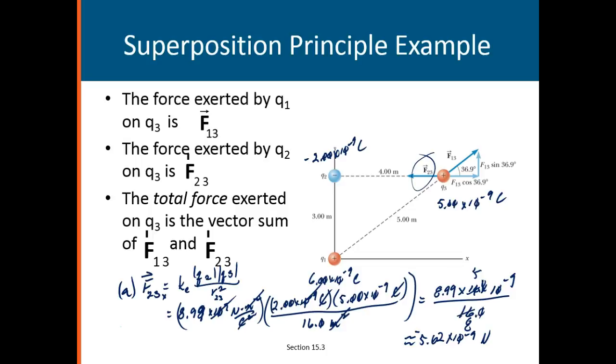F13. Well, here's F1. Okay. It says by Q1 on Q3. So because both of those are positive, it's going to be in the opposite direction, which will be a positive x and a positive y. You notice that? These are like charges, so the force is going to be a repulsive force. That would be a positive x and a positive y. It's going to be along that line.